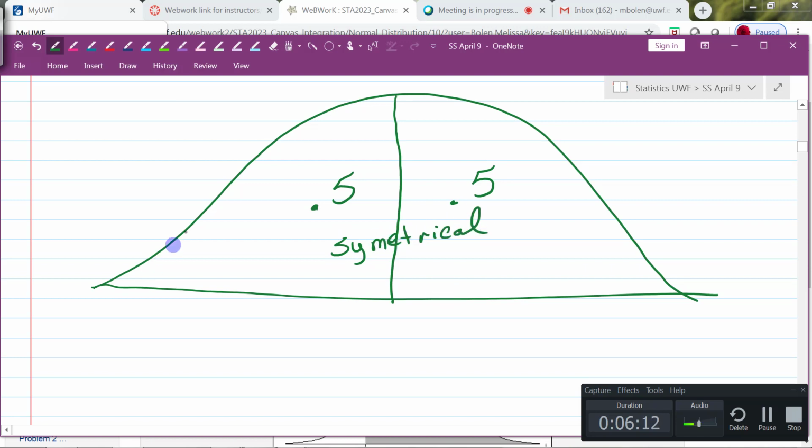And we know the whole area underneath must equal 1.0. So since the whole area equals 1.0, and we know that it is symmetrical about the mean mu, we have 50% on the left side of mu, 50% on the right side of mu. And that is because we are dealing with a normal distribution. So this is a normal distribution.